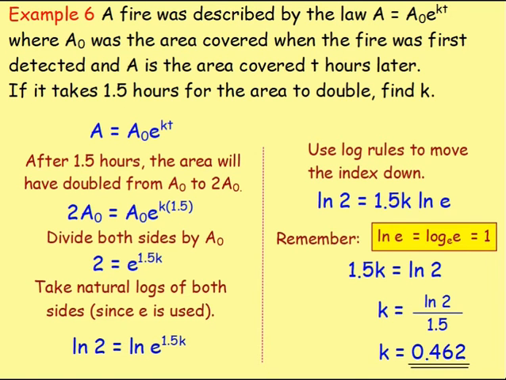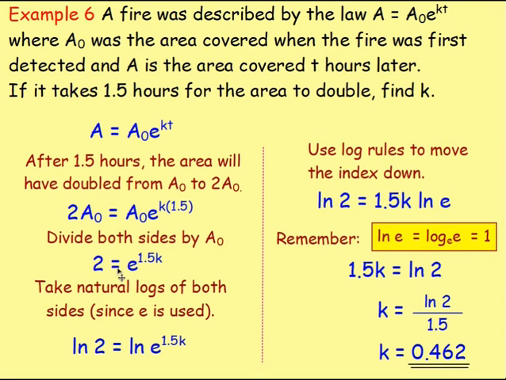Again, we've got this question here. It's a fire, and it's described by a law, A equals A naught e to the power of kt. Again, it's this formula that involves e. Look back to this example if you're wanting me to go over it, but you get down to the same idea. You get e to the power of 1.5k equals 2.